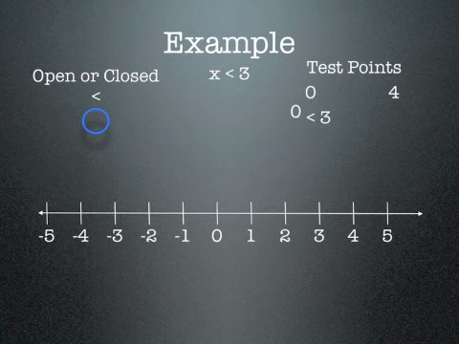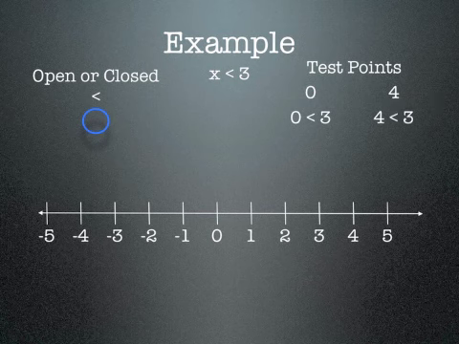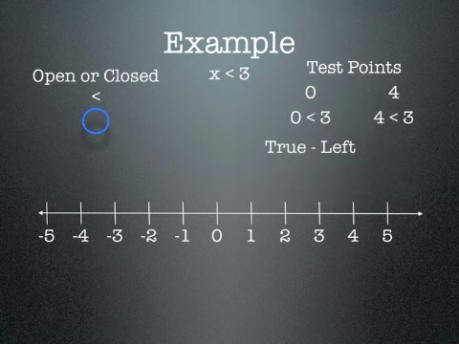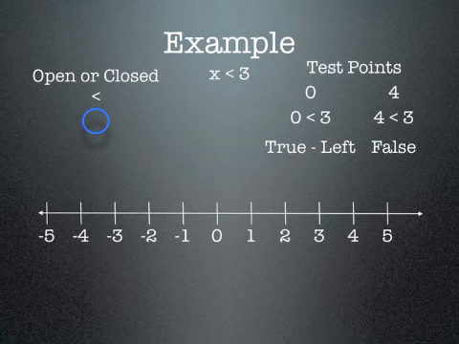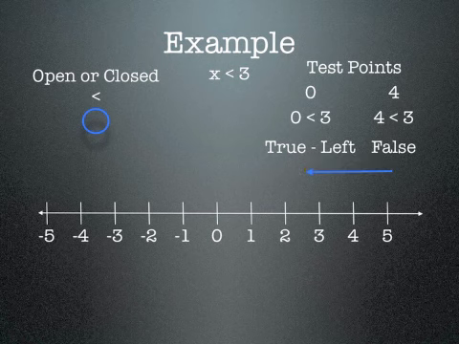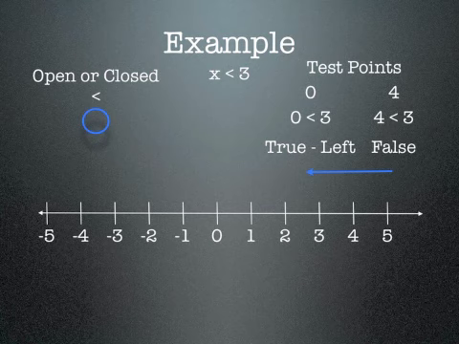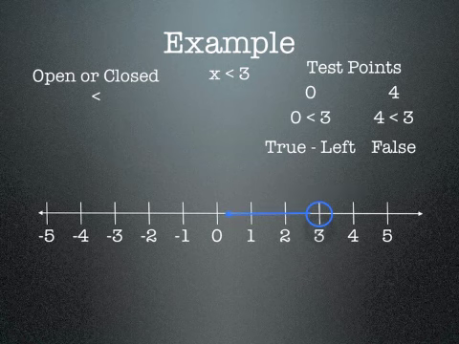Now I test those numbers. So is 0 less than 3, or is 4 less than 3? Well, the one that's true is 0 is less than 3. So since 0 is the smaller number, the arrow is going to go to the left. So now I just need to put my open circle over my given number, which is 3, and then attach the arrow to my open circle.